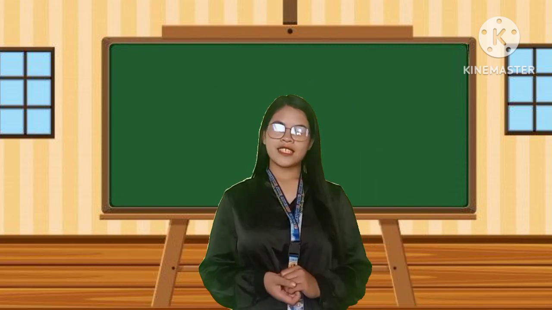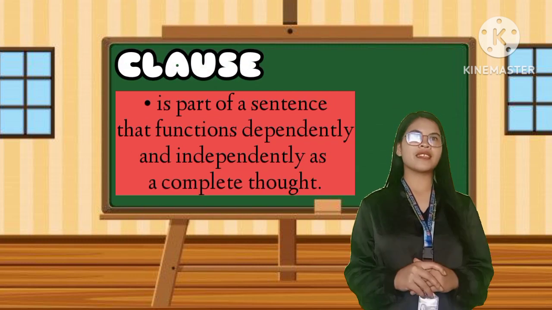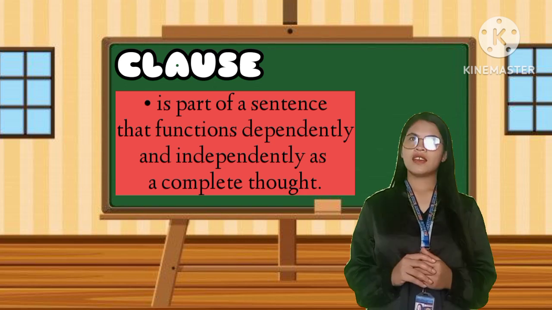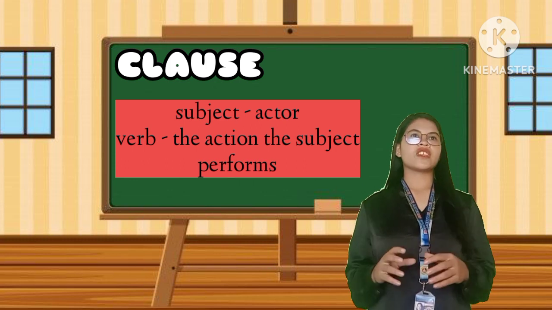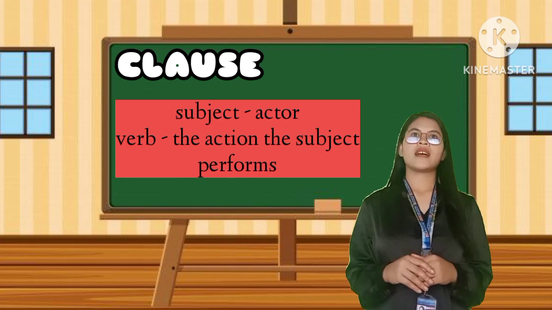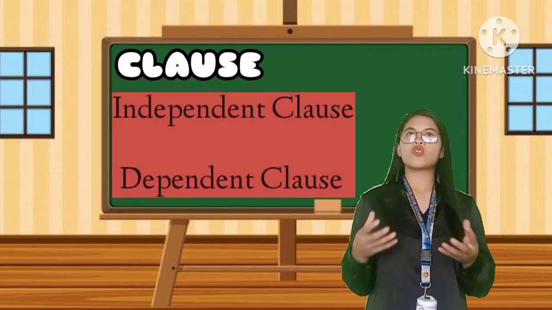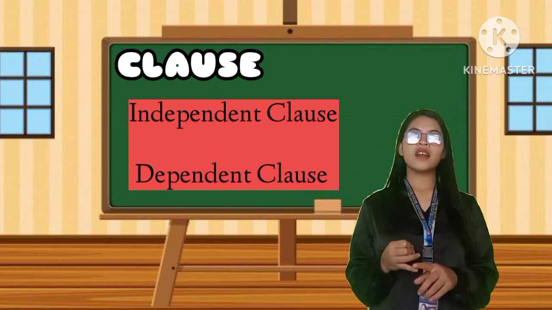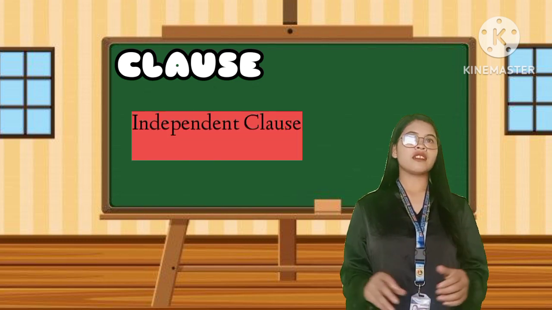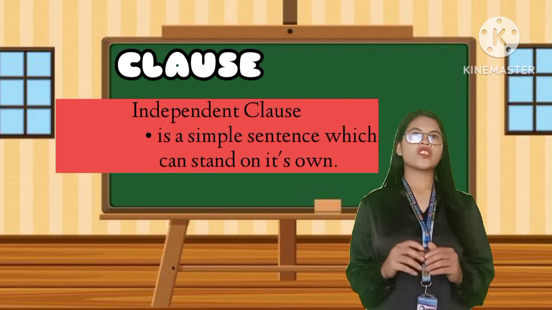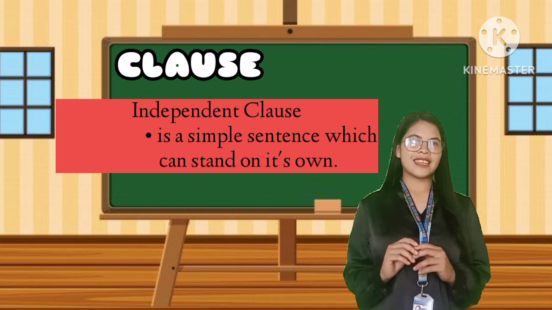So what is a clause? A clause is a part of a sentence that functions dependently or independently as a complete thought. Clauses contain a subject, which is the actor, and a verb, which is the action the subject performs. Sentences are made up of independent and dependent clauses that describe a subject, where they are, the mood, and the action they are taking. An independent clause is a simple sentence which can stand on its own.